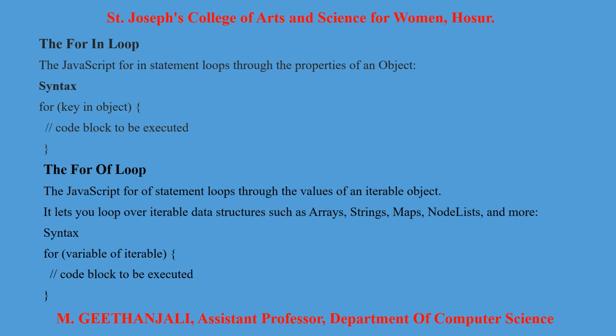Next one is the for in loop. The JavaScript for in loop loops through the properties of an object. The syntax is for key in object, and then the code will be executed. Then the for of loop. The for of loop loops through the values of an iterable object. You use iterable data structures such as array, string, maps, node list, and so on. The syntax is for value of iterable object, and then you execute the block of code.